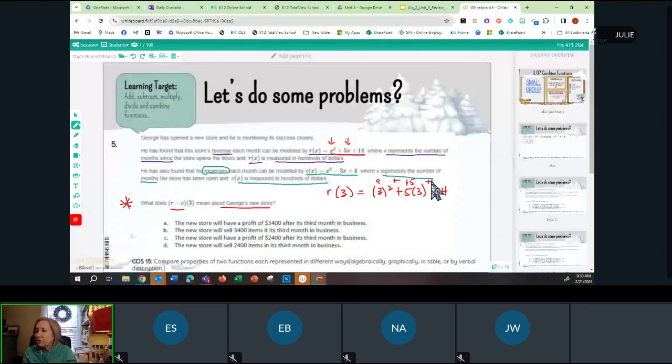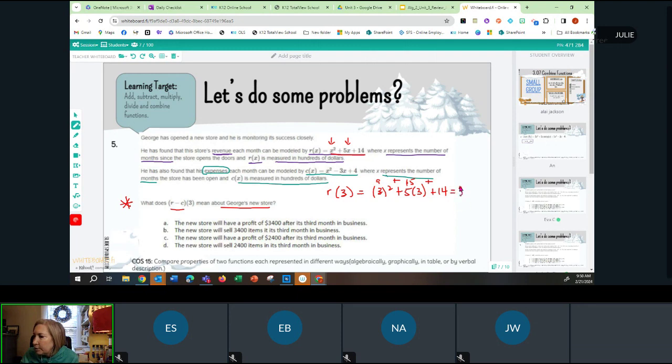I should be able to do that in my head, but guys, my head is sometimes not in a good spot. So 9 plus 15 plus 14 is 38. Now, that's what R of 3 is.